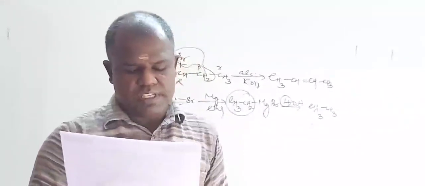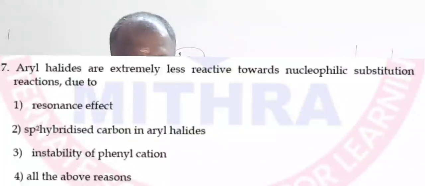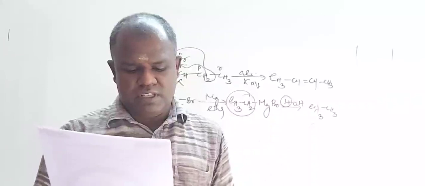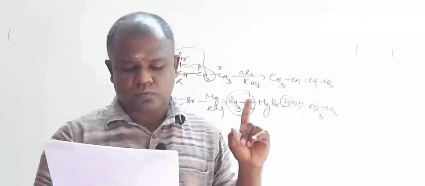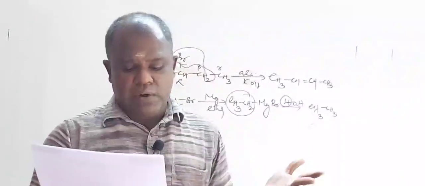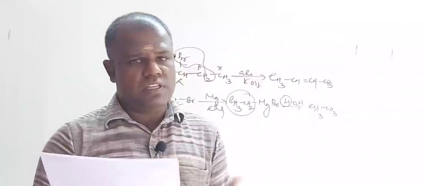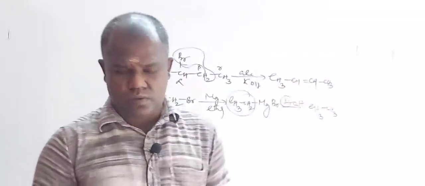Question number 17: aryl halides are extremely less reactive compared to haloalkanes. There are 3 or 4 reasons given in NCERT. First, resonance effect. Second, sp2 hybridization of the carbon of the aryl halide. After removing X minus from haloarene, a phenyl cation is formed, which is highly unstable. So all these reasons support that aryl halides are less reactive towards nucleophilic substitution.